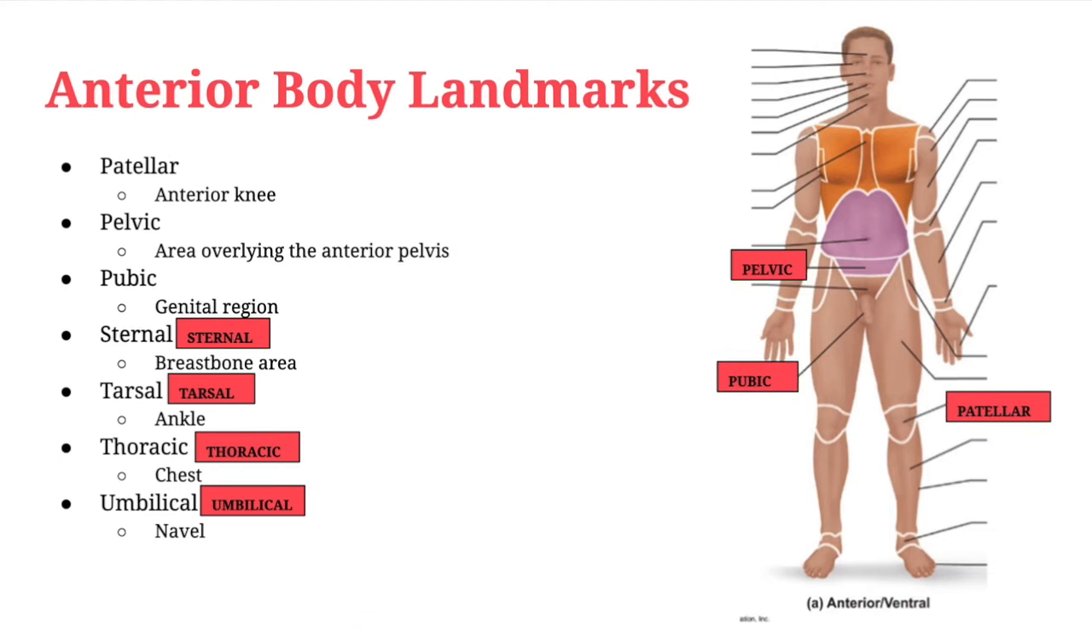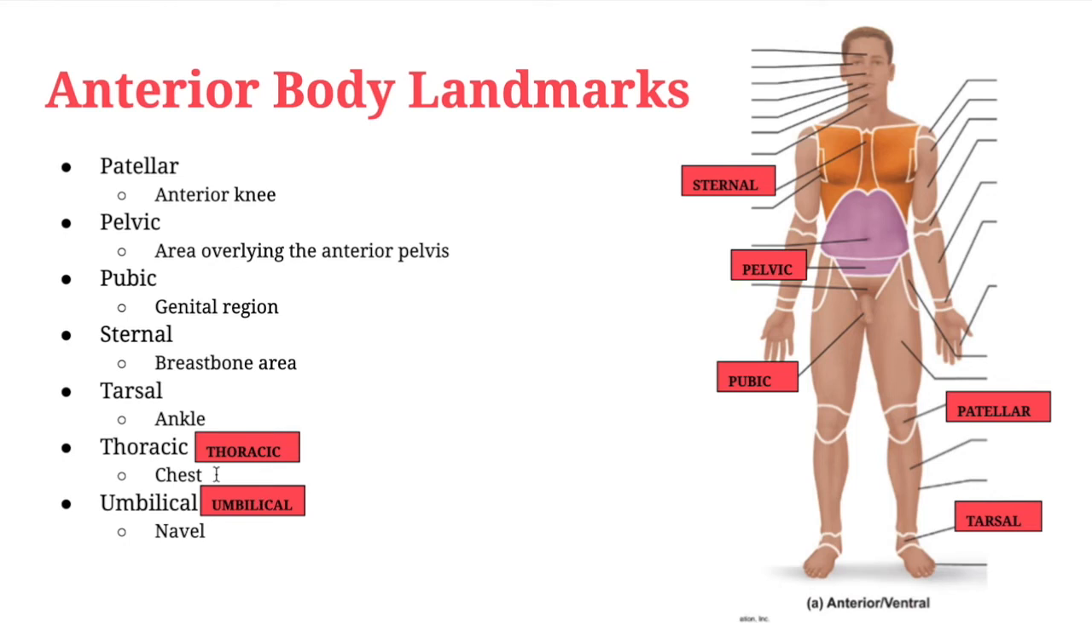Sternal, if you know, again, any of the bone names, the sternum is your breastbone. So this region right here would be the sternal region, and we can label that. Tarsal, your tarsal bones are your ankle bones, so we need to label the ankle with tarsal.